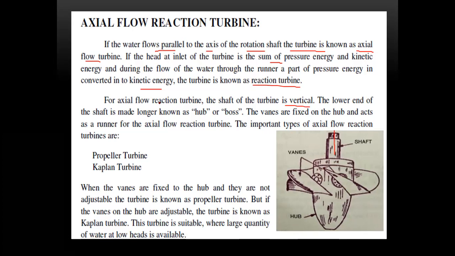The lower end of the shaft is made longer, known as a hub. So the lower end should be just like a hub, just like a rotor, like a bullet. It is known as a hub or boss. The vanes are fixed to the hub and act as a runner to the axial flow reaction turbine.